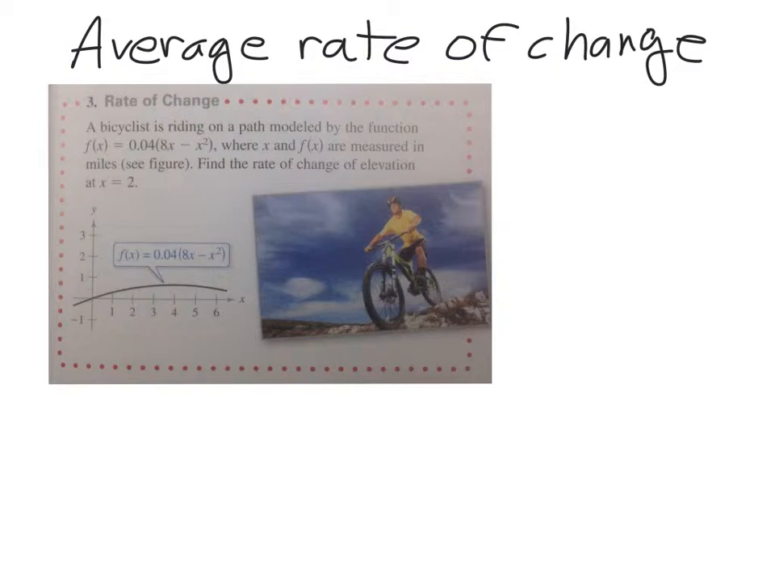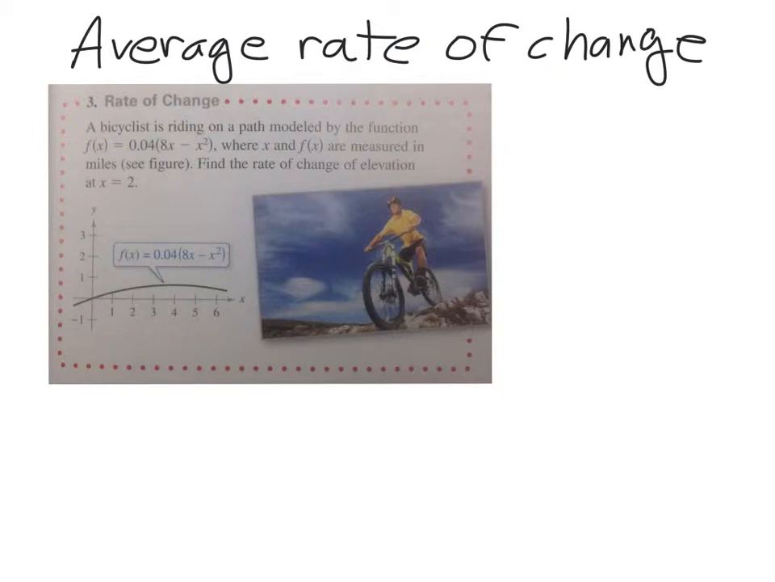But the problem: a bicyclist is riding along this path modeled by the function f of x equals 0.04 times the quantity 8x minus x squared. x and f of x are both measured in miles. So find the rate of change of elevation at x equals 2. Rate of change of elevation.